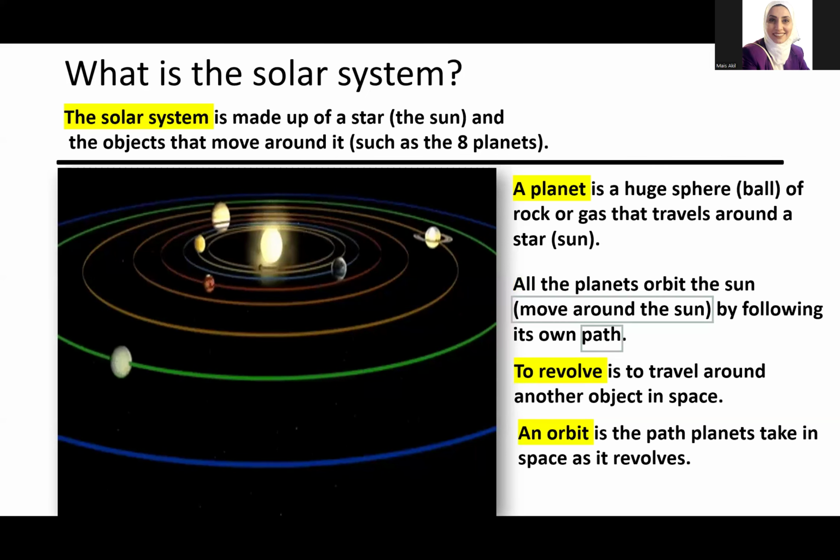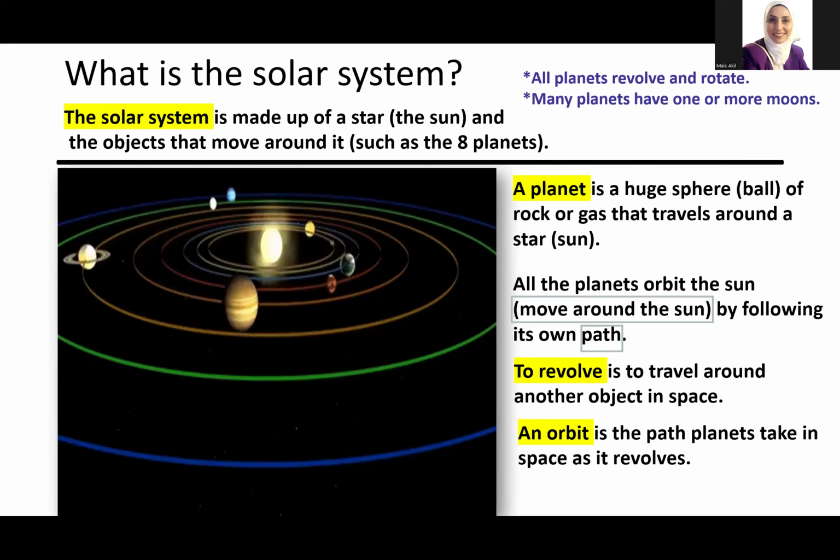If you remember, we said that the Earth has two ways to move, revolving and rotating. Also, the other planets have two ways to move. All planets revolve and rotate. And as you know, the Earth has a moon. Also, the other planets have maybe one moon or more than one moon.